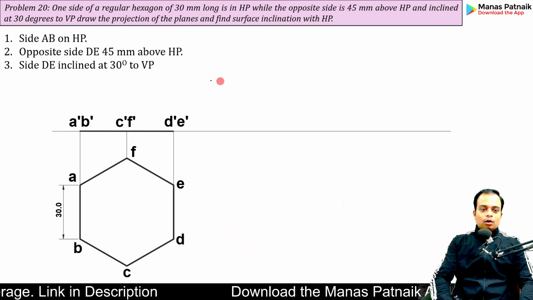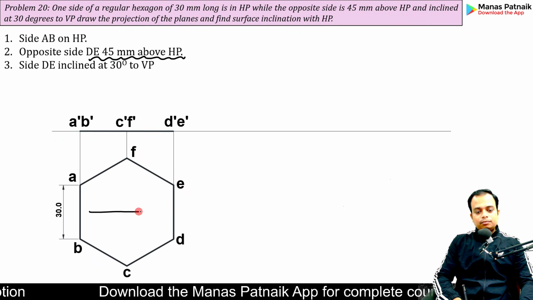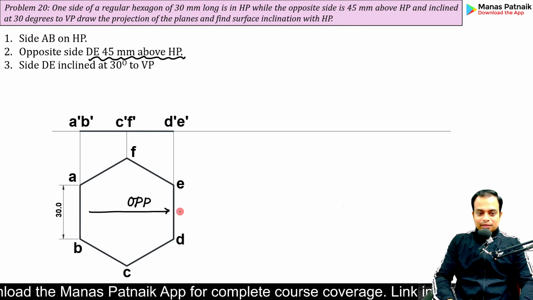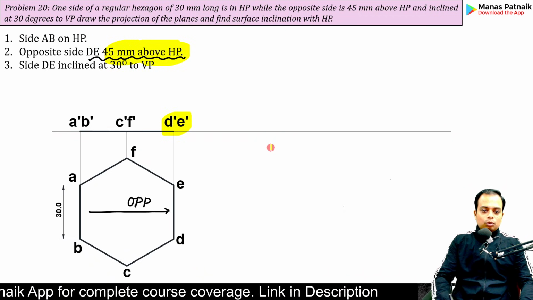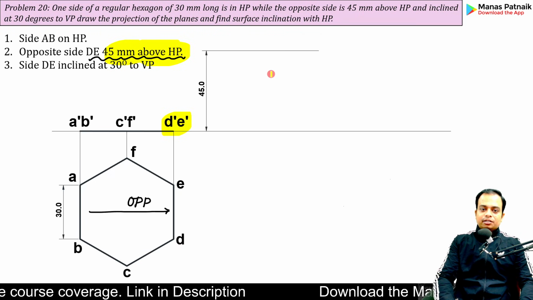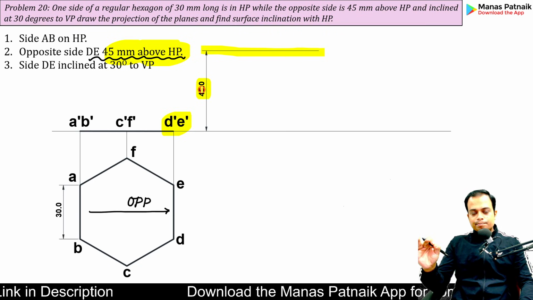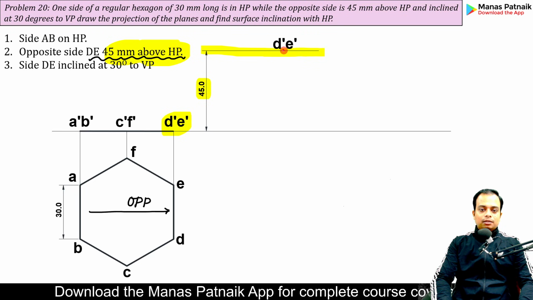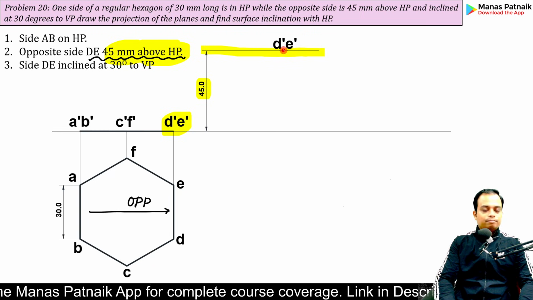In step number 2, we are going for this data, DE. It is exactly opposite to AB. This DE needs to be kept at a height of 45 mm above HP. So with respect to XY, in the front view, I'll make a construction line. This is that construction line at a height of 45 millimeters. Somewhere here, I am going to make a point. This is that point, D dash, E dash. It is now at a height of 45 millimeter.